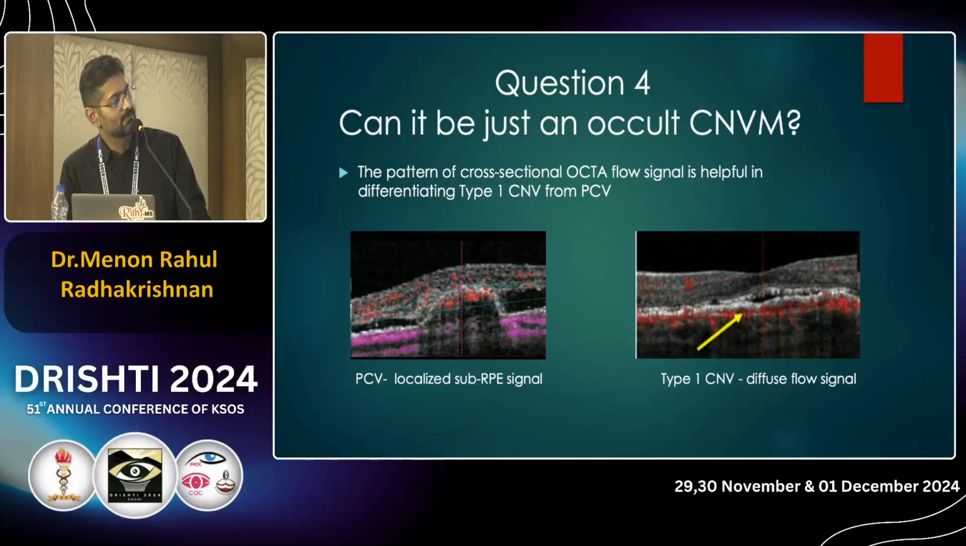When we look at the cross section OCTA, in a type 1 CNVM, you will have a diffuse flow signal here, right? So this is basically with the BVN. In PCV, you will have the diffuse signal along with, under the PED, this patchy flow. So when you see both of them together, you have to have the suspicion of PCV rather than an occult CNVM.